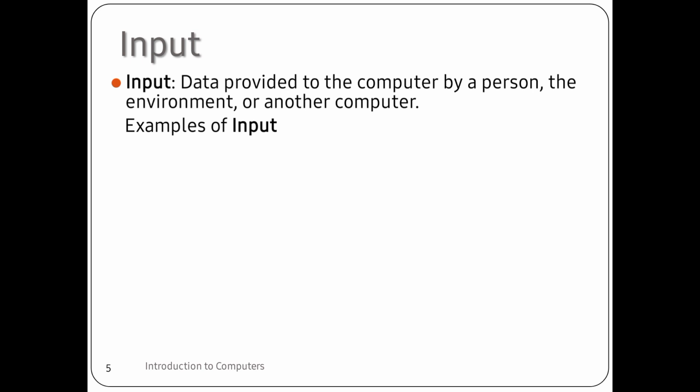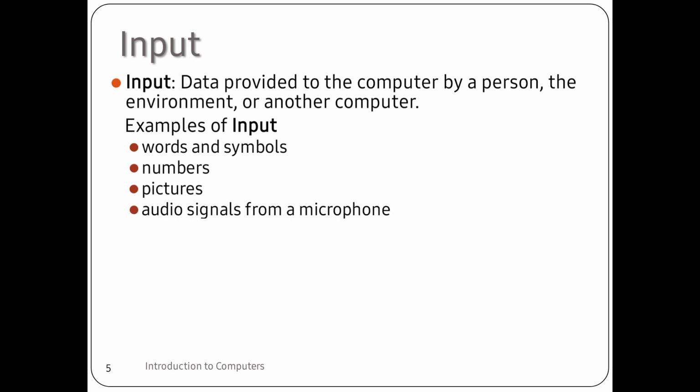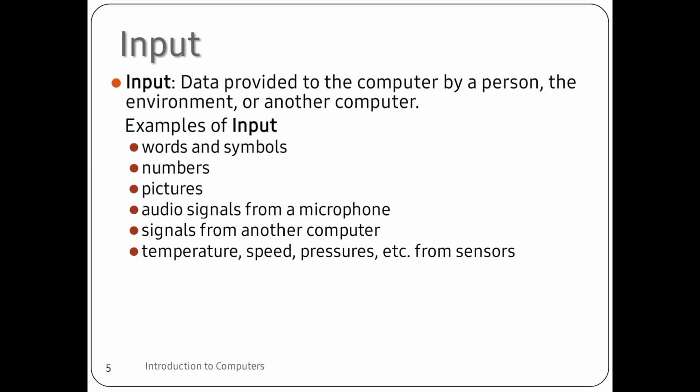Then let's look at the examples of input. The first one can be words and symbols, numbers, pictures, audio signals from a microphone, signals from another computer, temperature, speed, pressures, etc., which are captured from sensors. Pictures can be from the cameras.